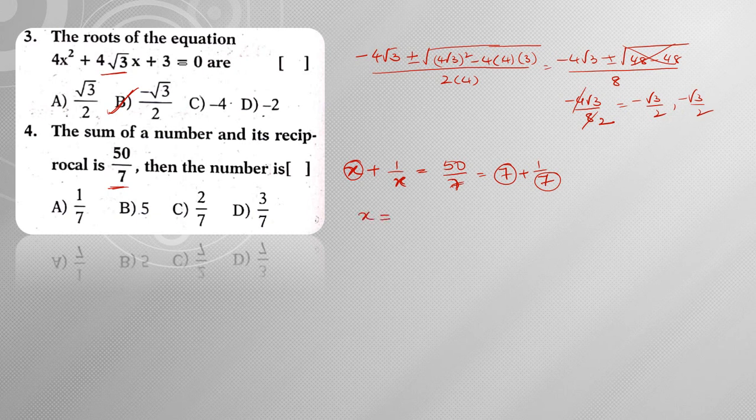So from this, what I can say is either you can take x is equal to 7 or x is equal to 1 by 7, because it follows the commutative property under addition, right? So x plus 1 by x is nothing but 1 by x plus x. So based on that we are going to get the values of x as 7 and 1 by 7. In the options he has given only 1 by 7, hence we will be considering 1 by 7 as the answer, right? Next, moving on to question number 5.